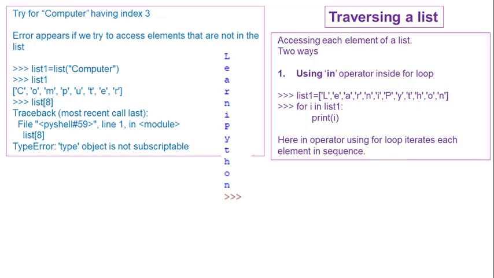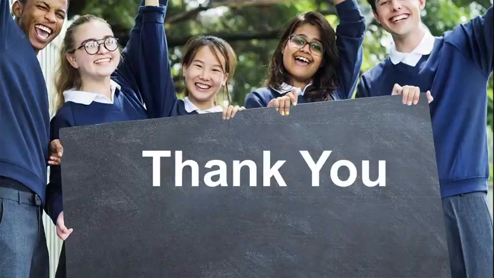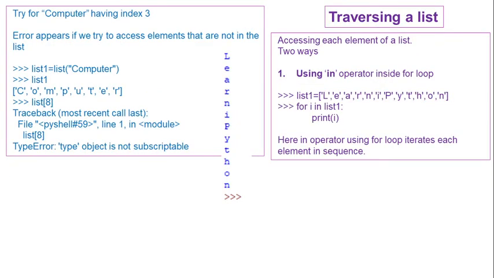Then we have another example. list1 equals list of 'computer', then list1 prints computer, and when we try to access list1[8], do we have any index 8 here? No. You can see 0, 1, 2, 3, 4, 5, 6, 7. Here the last character is R. R's index is 7, right? So list1[8] is of course an error.